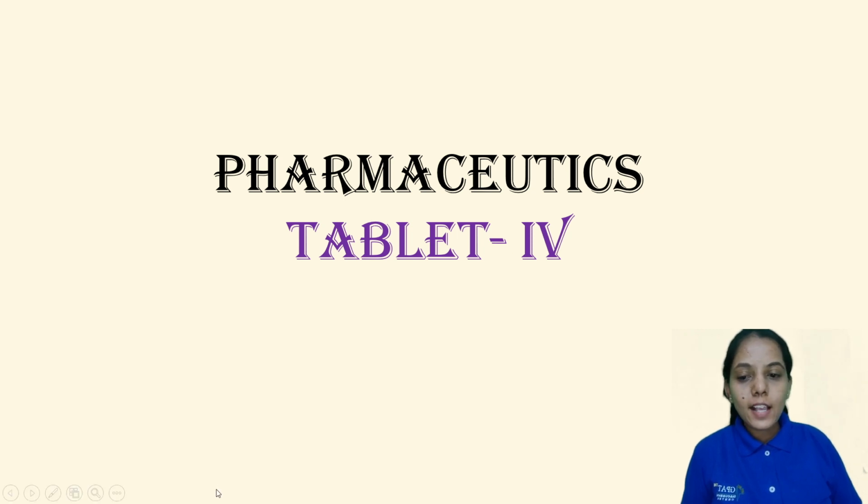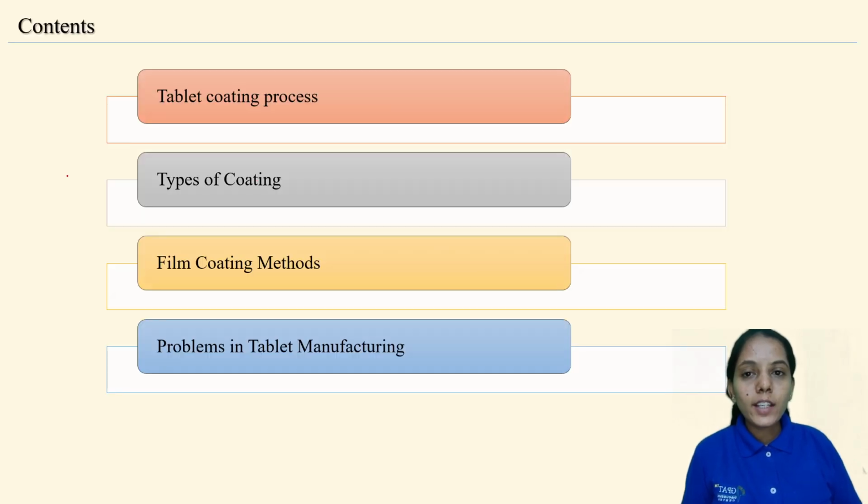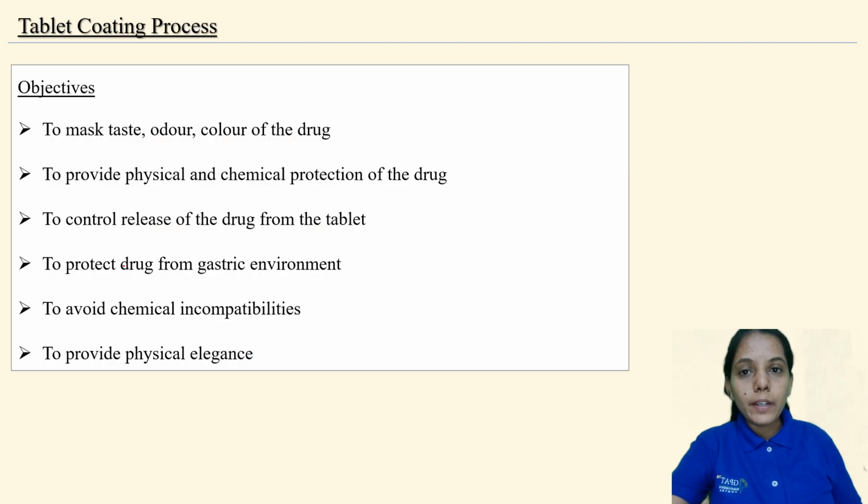So in today's class we are going to see about tablet coating and the coating defects. So let's see what are the contents. Tablet coating process, we are going to see what the different types of coating are, what is seal coating, sugar coating, what are the film coating methods, and what are the different film formats that we are using. And next is problems in tablet manufacturing. So all these points we are going to see in today's class of the tablet.